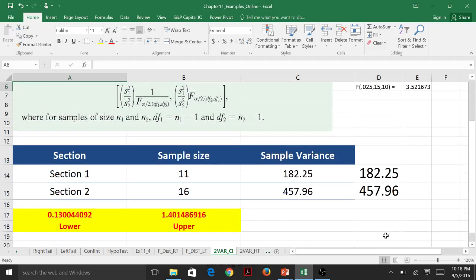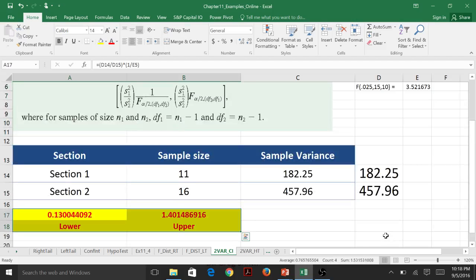Remember, we're looking for a value about 1. That's the goal: if they're the same, 1 should be in there. In this case, between 0.13 and 1.4, 1 is in there. Make sense? I hope so.